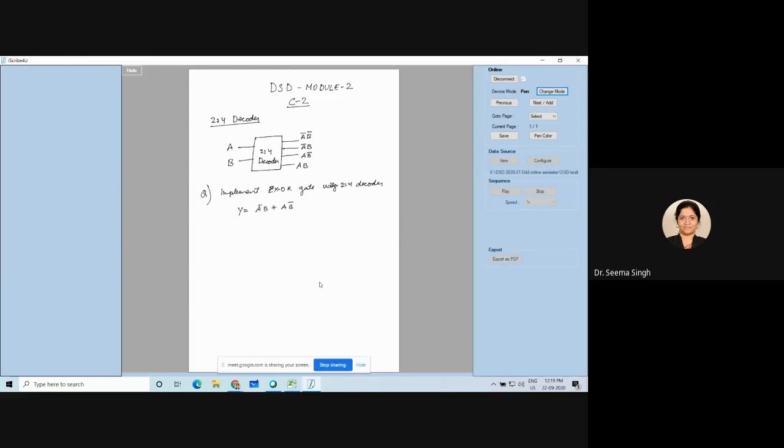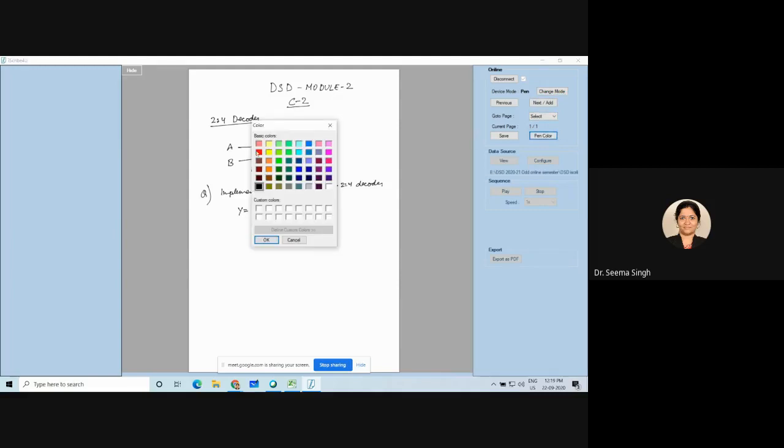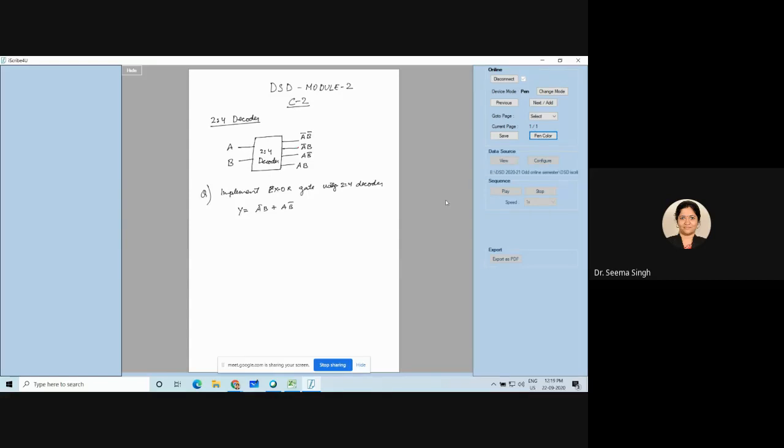So I will show you that connection now. You also make it in your notebook. So you will take this A bar B, you will take this A B bar, you put them into one OR gate and connect it like this. So we have implemented an XOR gate using a 2:4 decoder. This is just an example for you to see. This was your question number 1.